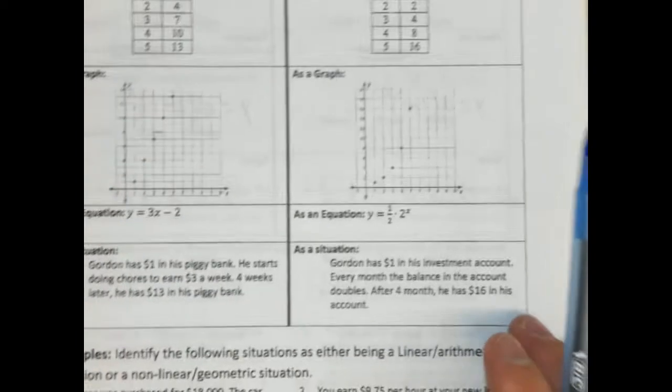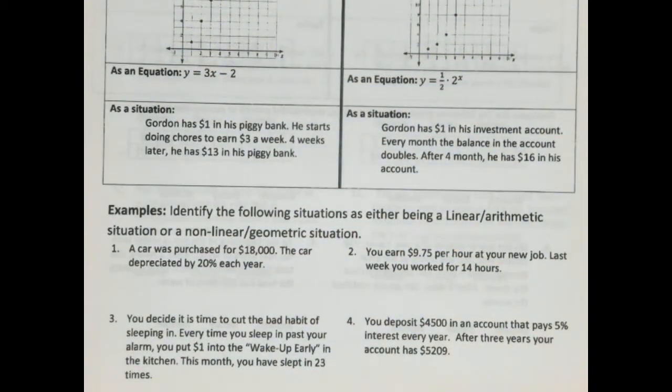All right, let's take a look at these. Now these are kind of interesting. This is going to ask us to identify these as either being linear / arithmetic or non-linear / geometric. The reason they don't say exponential is because it doesn't have to be exponential to be considered nonlinear. You'll see why once we get to number 3.